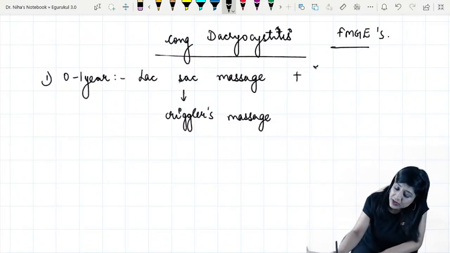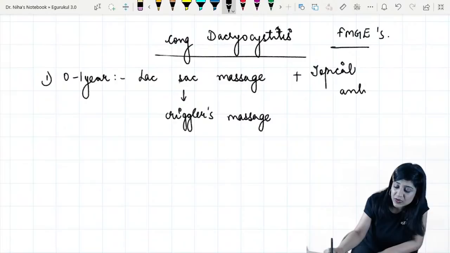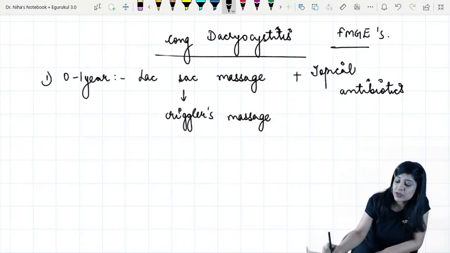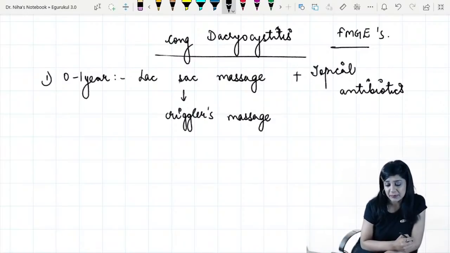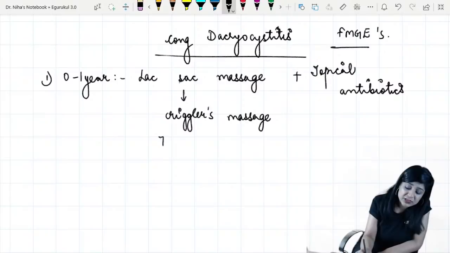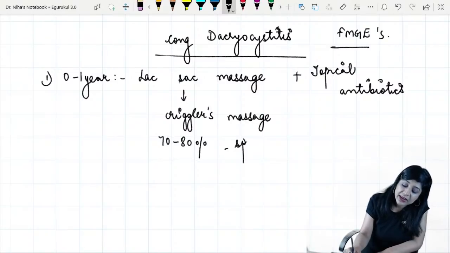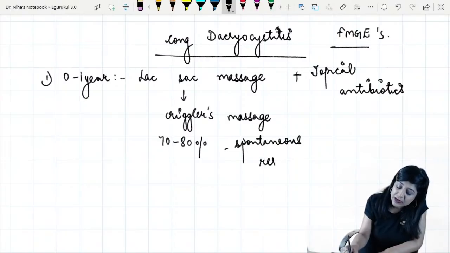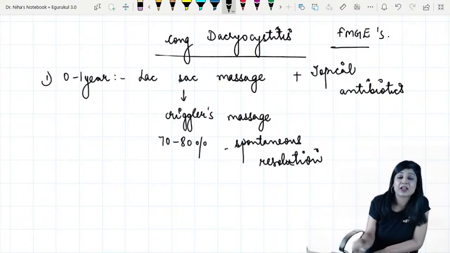Along with this, we give the topical antibiotics. You know, maximum times we have got the secondary bacterial infection also. So we are going to give the topical antibiotics, and believe me, about 70 to 80% of the people will get the spontaneous resolution. Baby will get corrected with the massage only.